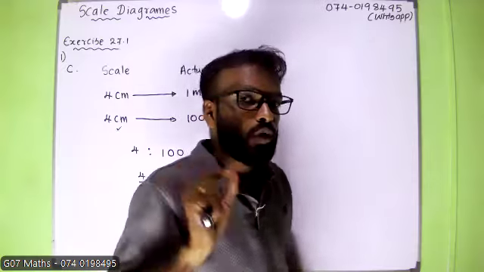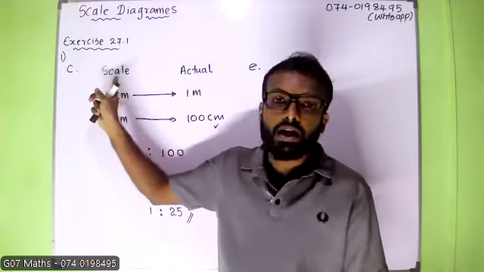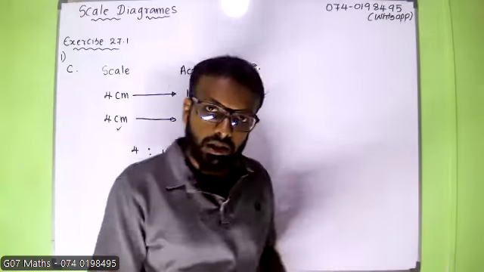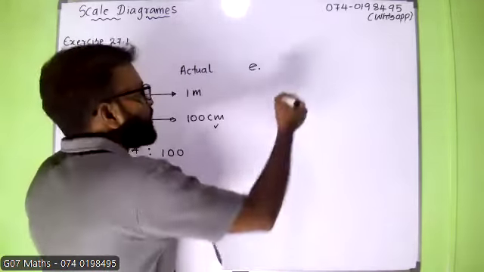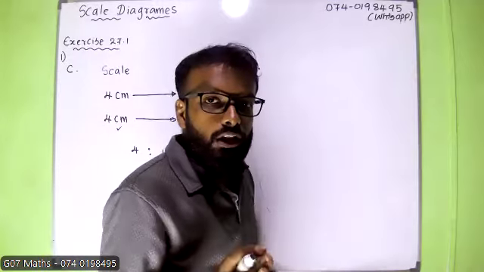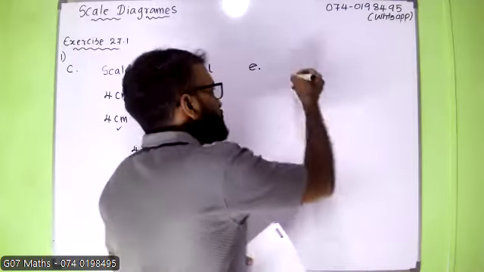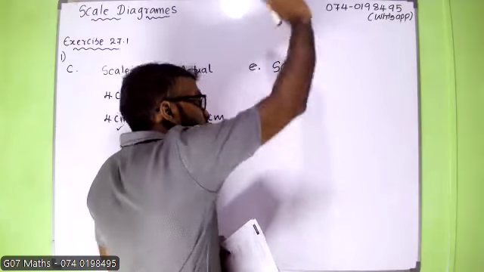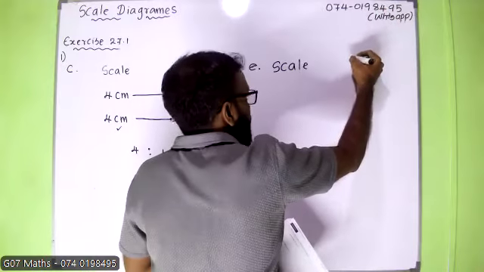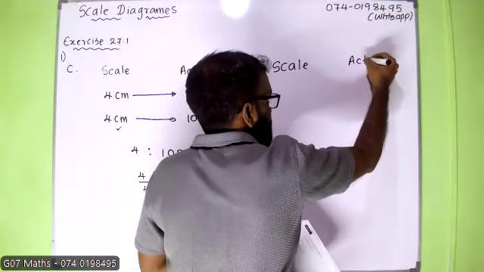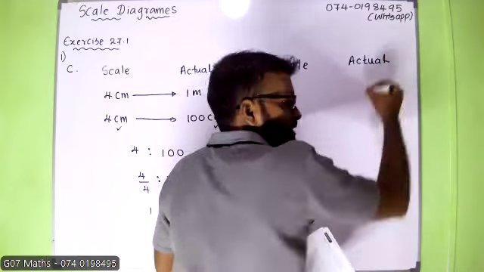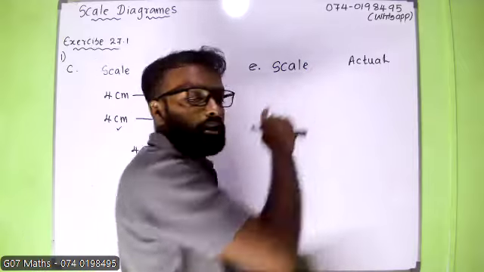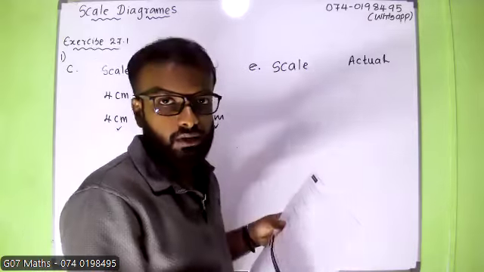On that point, you need to understand how to identify the scale length and how to identify the actual length. Always write down the scale length on your left hand side. On your right hand side, you need to write down your actual length. As I told you earlier, you can identify the scale length and the actual length by reading the question.